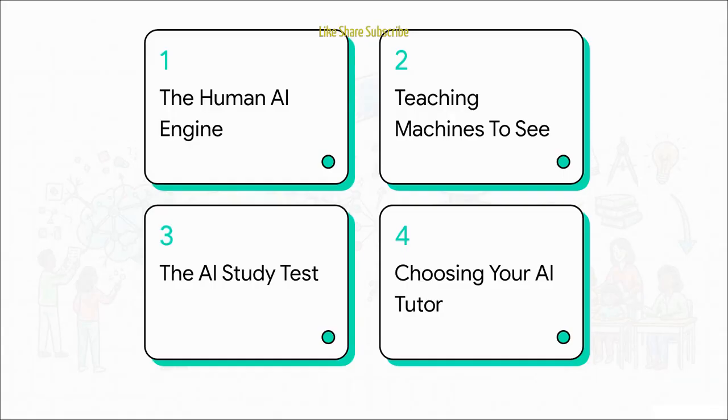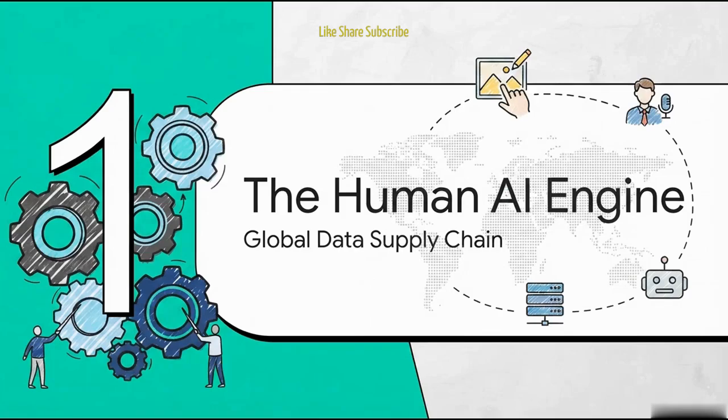All right, so here is our roadmap for today. First up, the human AI engine. Second, teaching machines to see. Then we'll pivot to the AI study test. And finally, wrap up with choosing your AI tutor. Let's start with part one, the human AI engine and the global data supply chain.